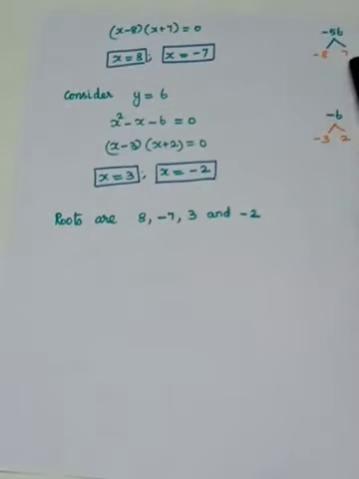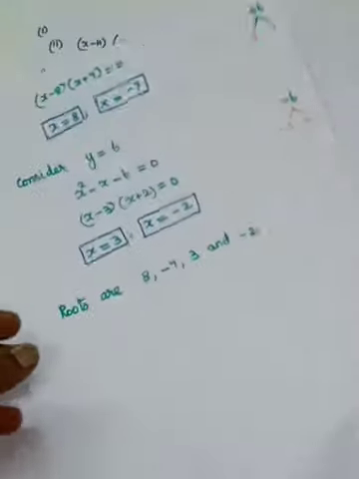So consider the next one. What is the term? y is equal to 6. In the place of y, what you have to substitute? x squared minus x, and plus x on the other side, x squared minus x minus 6 is equal to 0. So the product is minus 6 and the addition is minus 1. So it is minus 3 into 2. So here you can write x minus 3 into x plus 2 is equal to 0. x is equal to 3 and x is equal to minus 2. So what are the roots? 8, minus 7, 3 and minus 2. So in this way we can solve the problem.